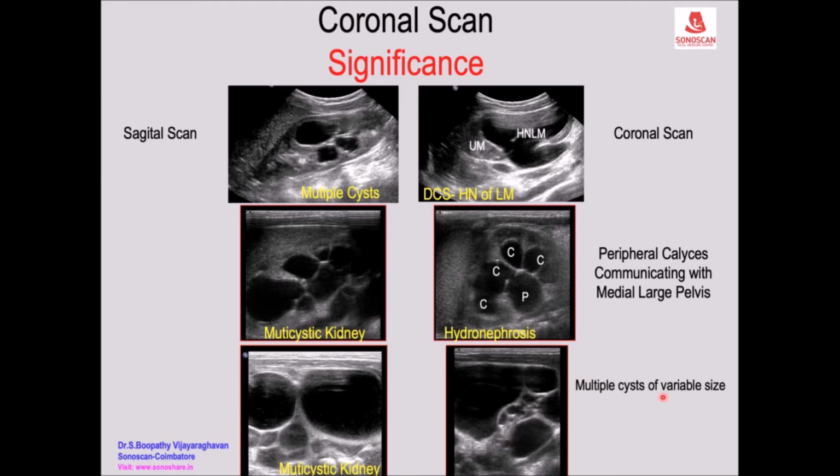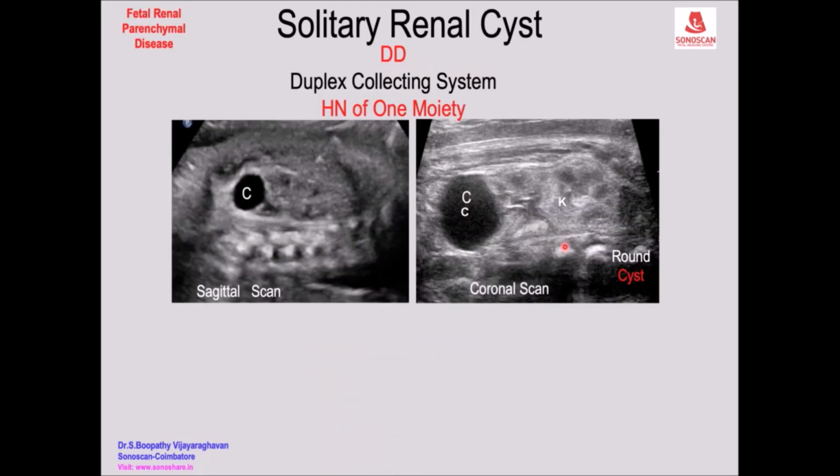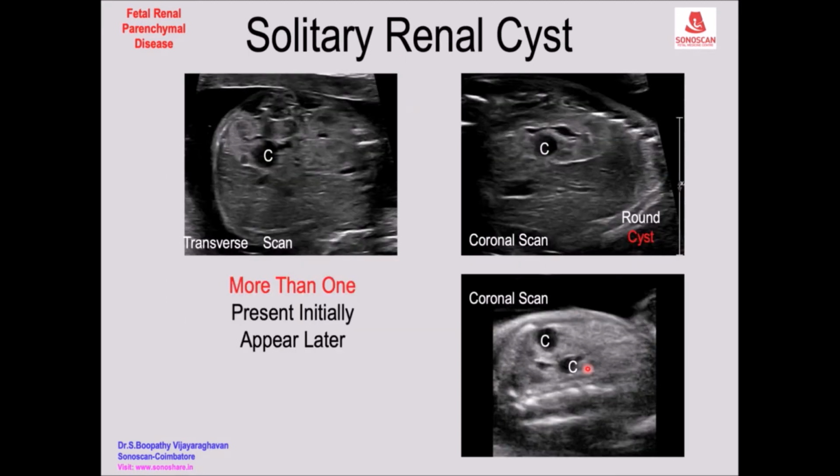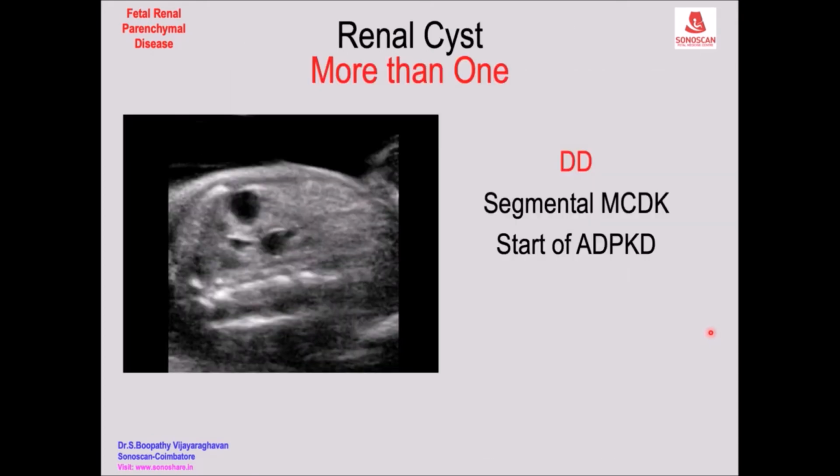of multiple cysts of varying size. You can see varying size, whereas in hydronephrosis, symmetric cysts are seen. A single cyst is a cyst, it is not hydronephrosis. Whereas in this example, this is a coronal scan of a similar sagittal picture. What do you see? You see that what appeared like a cyst is continuous as the dilation, or it can appear later. So when there are two cysts, then it is no more a solitary cyst.